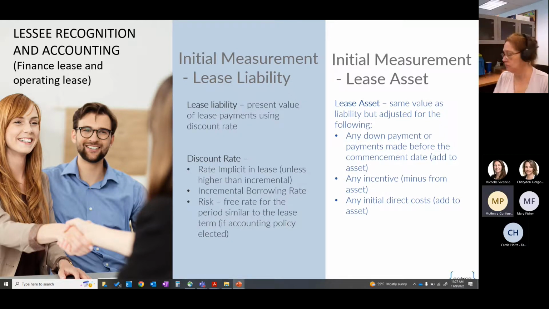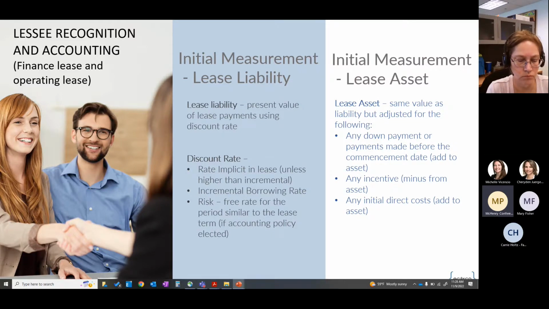And then it talks also about a risk-free rate. So, I mean, really, I think normally we can just look at one of the first two. Either it's going to be in the lease, that's easy, we can just use that, or we'll look at what the organization has as far as a possible borrowing rate.